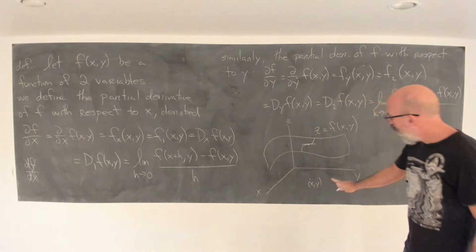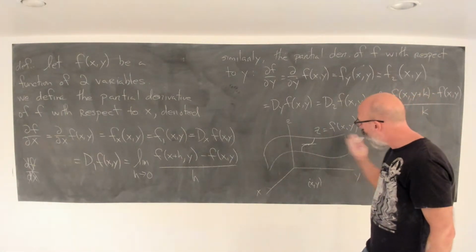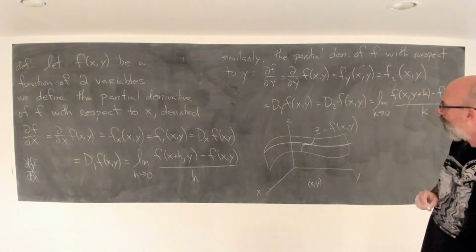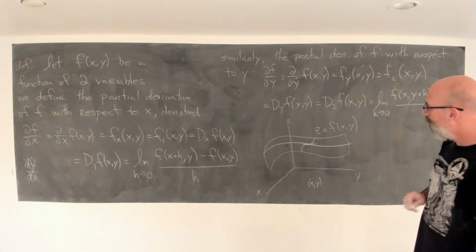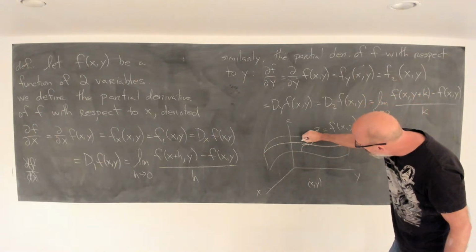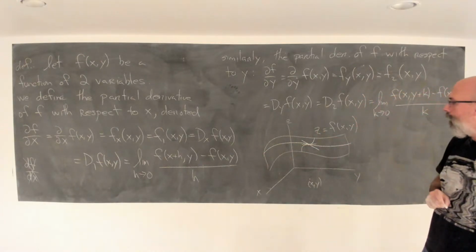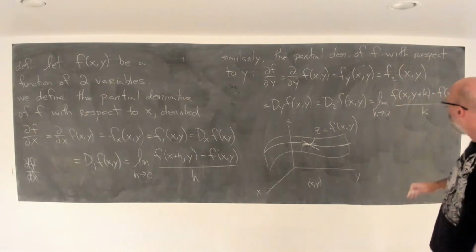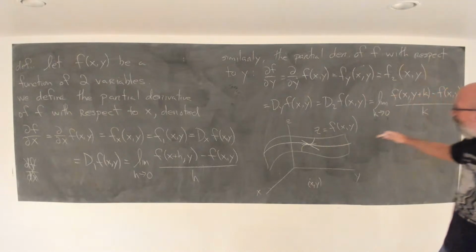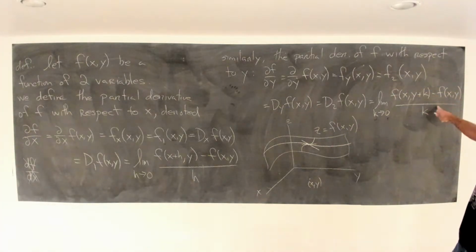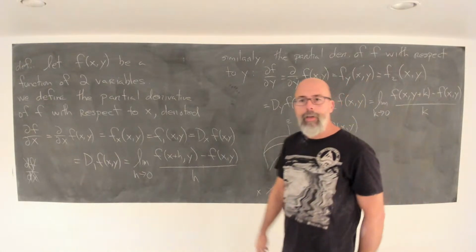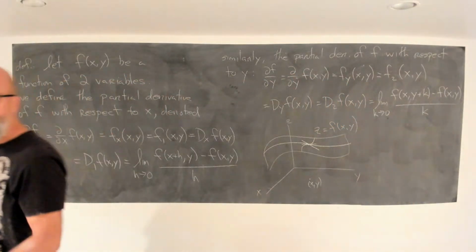Similarly, if you cut it parallel to the y-axis, you get a curve. And you ask the question, what is the slope of the tangent line here? So, the slope of the tangent line on the curve that you cut along the y direction or along the x. Let's take an example.